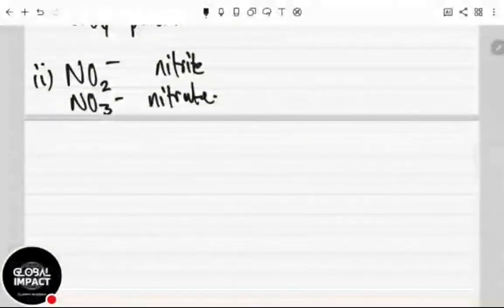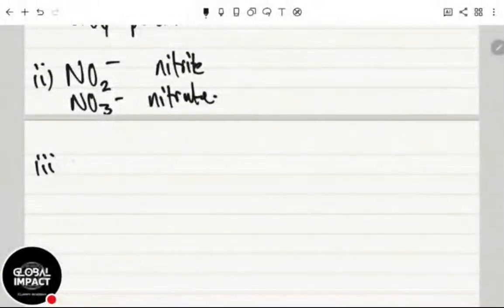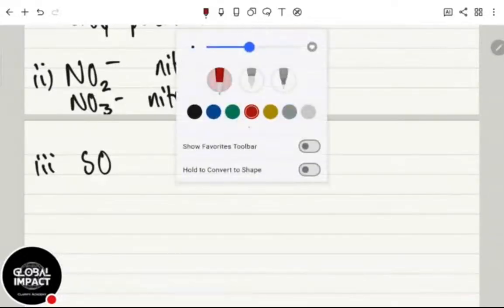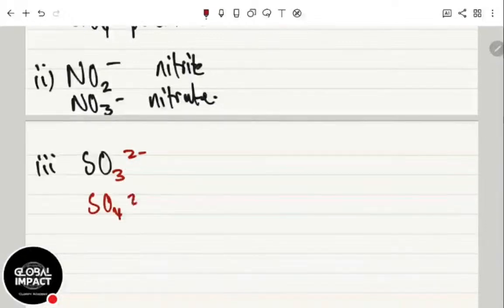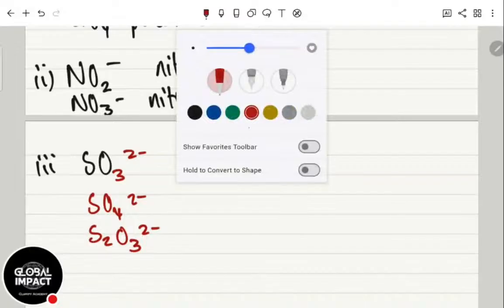I'm going to go to sulfur. What did we have? We have an SO3 minus. SO3, it has 2 minus. Then SO4, 2 minus. Then we had an S2O3, and this is a 2 minus as well. I think so. We'll confirm.